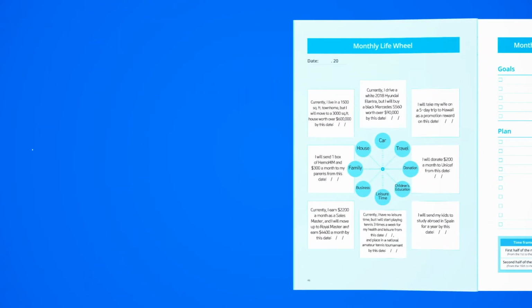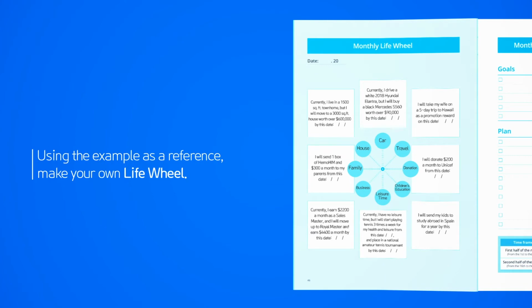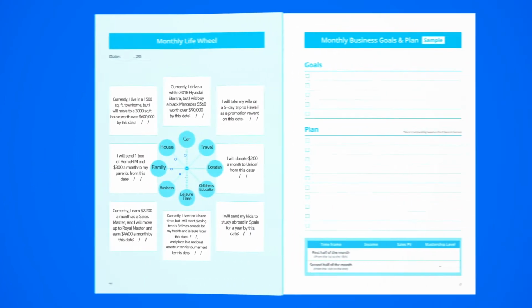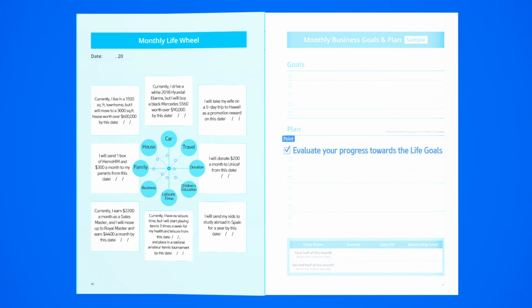Part 4, the monthly life wheel. Here you can evaluate your progress towards achieving your goals in the life wheel. Writing tip: your thoughts on values and goals may have been changed over time. You can create a better life wheel by adjusting your goals accordingly.